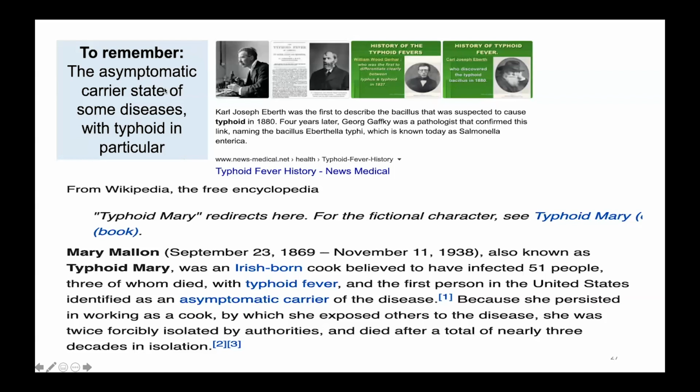So the asymptomatic carrier state was first described in this person, Mary Mallon, who was then known as Typhoid Mary, because she was an Irish-born cook, believed to have infected 51 people with typhoid fever, and the first person in the U.S. identified as the asymptomatic carrier of the disease. Because she persisted in working as a cook, by which she exposed others to the disease, she was twice forcibly isolated by authorities and died after a total of nearly 3 decades in isolation.